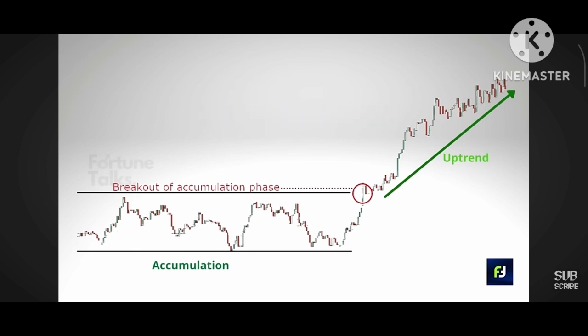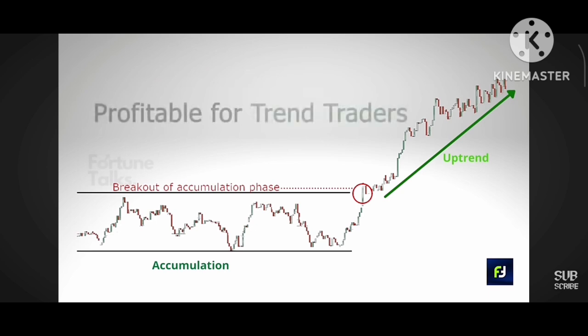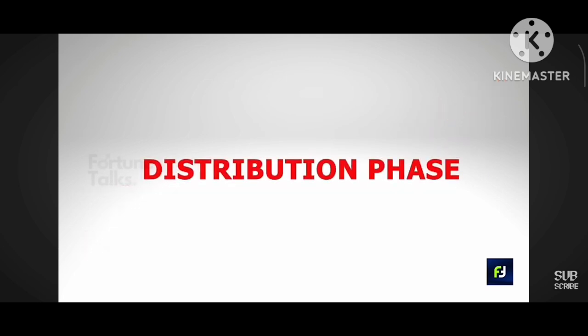The institutions will not book profits anytime soon. So the uptrend can last anywhere from months to even years. It is during this phase that the trend traders make a lot of profit. We will discuss how to identify an uptrend and how to approach your trades during an uptrend in our upcoming videos. But now let's move on to the third phase, which is the distribution phase.